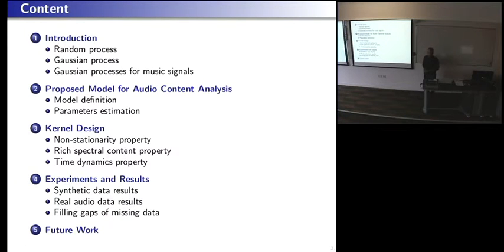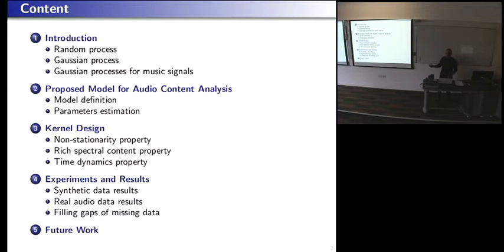Because the proposed model is based on random processes, I'm going to introduce what this concept is, specifically Gaussian processes. Then I try to clarify how to make a relation between the Gaussian processes and music signals. After that, I present the definition of the model we are developing for audio content analysis and how we estimate the parameters of this model.